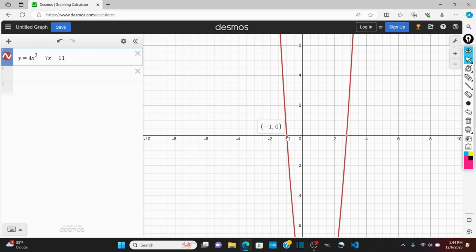Okay, and now if we go along here, the first place this parabola crosses the x-axis is at negative 1, 0. So remember that x value, one of the x values we solved for was equal to negative 1. The other spot it crosses is at 2.75, 0. So the other one we solved for was x equals 2.75. So those two solutions that we came up with were the two spots where the parabola crosses the x-axis.